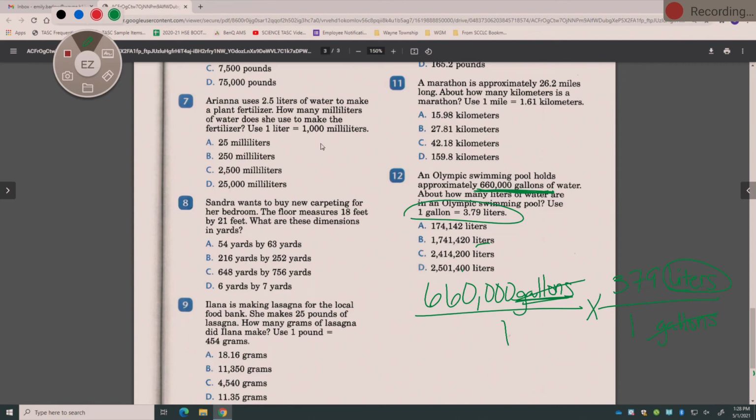So I'm looking at 660,000 times 3.79, and that's going to give me 2,501,400 liters. Because my dividing is 1 by 1, right? Okay, that is conversion ratios.